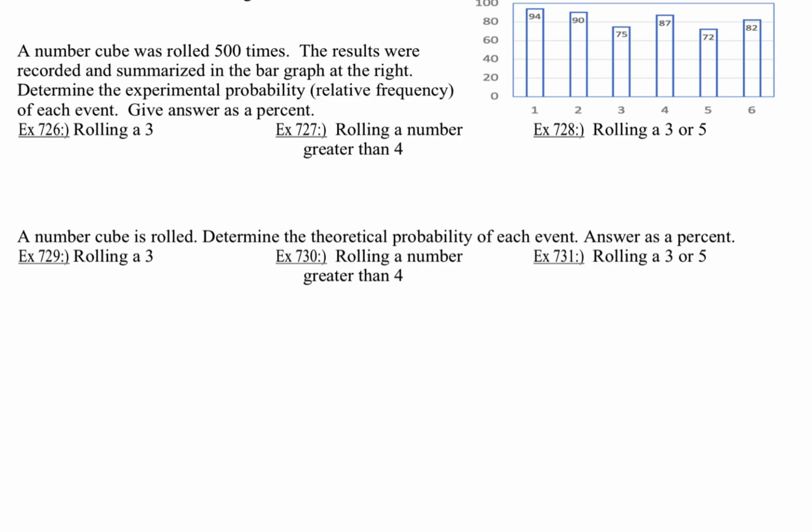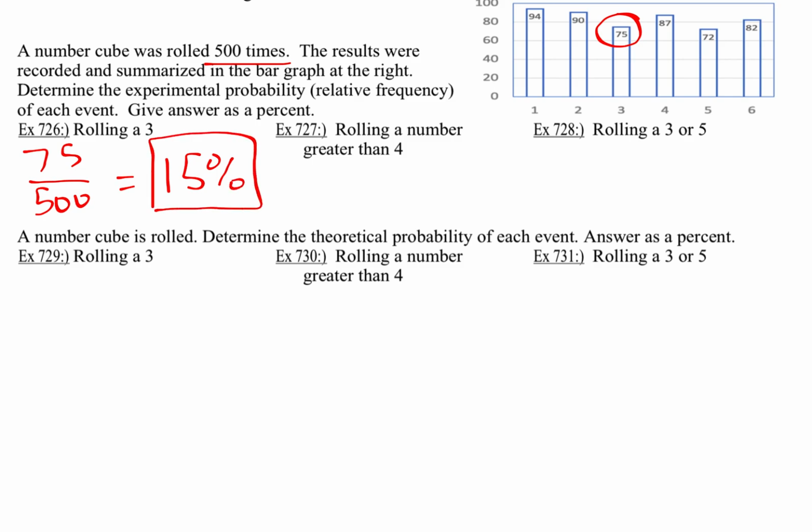Okay, examples. A number cube was rolled 500 times. The results were recorded and summarized in the bar graph at the right. Determine the experimental probability, or relative frequency, of each event. Give answer as a percent. So rolling a 3. For experimental probability, you need to look at the number of times it actually happened. A 3 was actually rolled 75 times. Now we need to divide that by the number of trials. There were 500 trials. So 75 out of 500 trials, it came up 3, which is 15%.